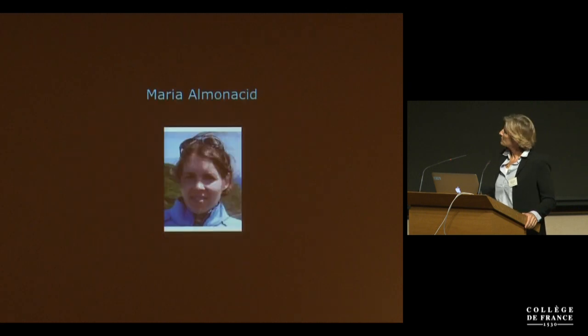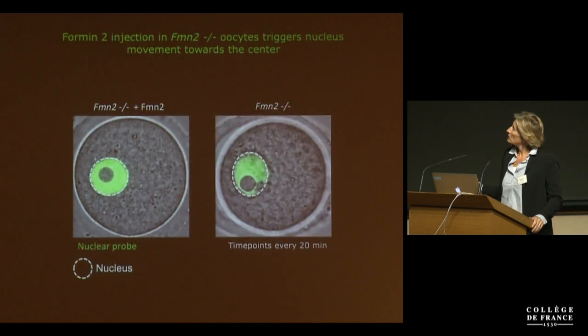And so Maria Almonacid, a very talented postdoc in the lab, decided to determine whether the lack of nucleus centration in oocytes coming from the formin 2 knockout strain was a direct or indirect consequence of not expressing formin 2 during the whole process of oogenesis. So she did a simple experiment, which namely was to add back formin 2 into the formin 2 knockout oocyte and follow nucleus movement.